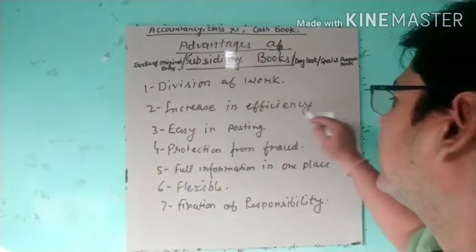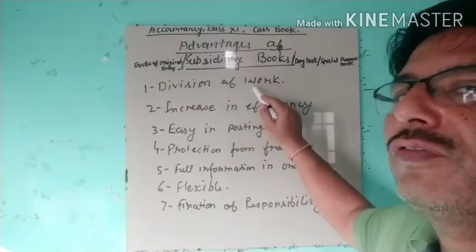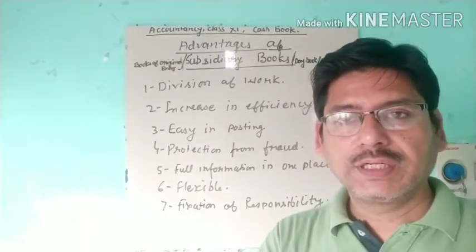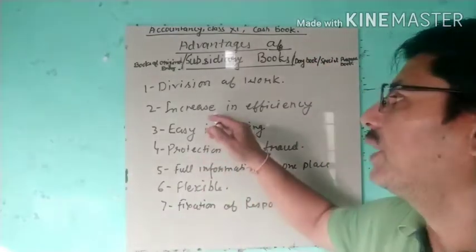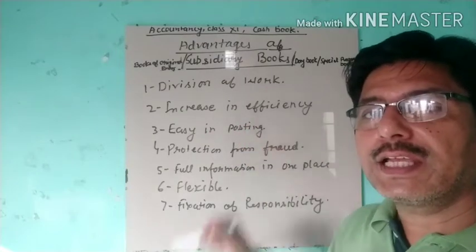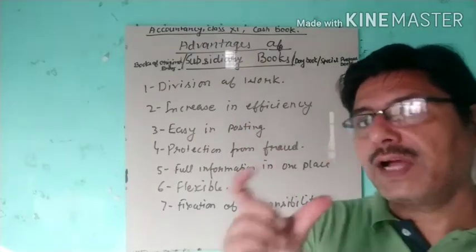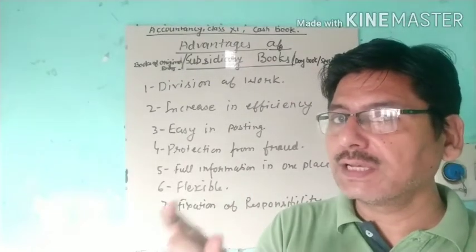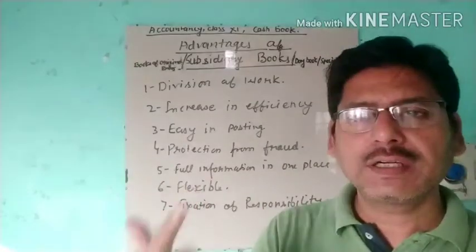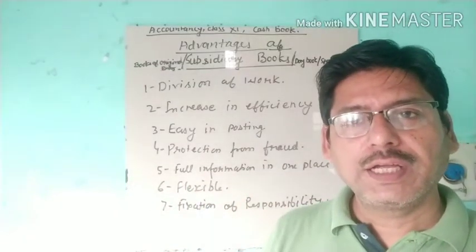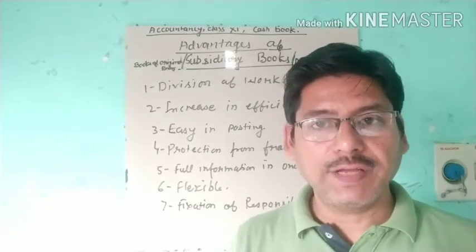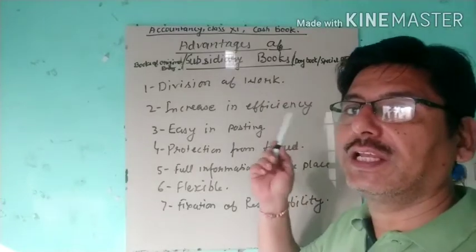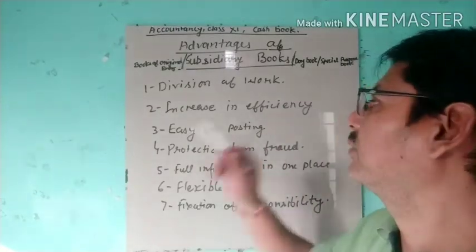Then the second one is increase in efficiency. When there is division of work, and work is given according to the ability of a person, work is done in a better way. Second thing is, that part of the work is done by one person continuously and repeatedly, so that person becomes expert in that work. As a result, there is an increase in the efficiency of the workers.